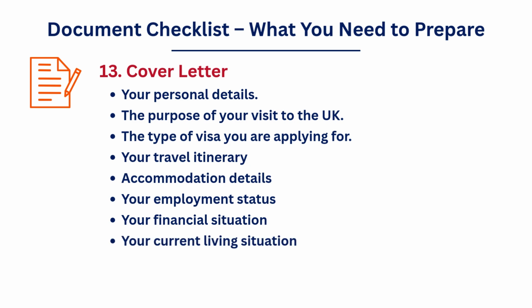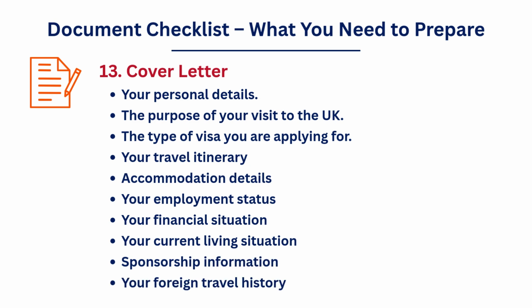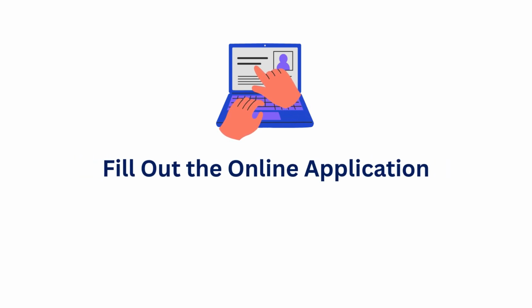Your current living situation, whether you live with family or rent a place. Sponsorship information, if someone is sponsoring you. Your foreign travel history, if you've traveled to other countries before. So, these are the documents that you need to submit along with the application form. Now, let's move on to the online application.